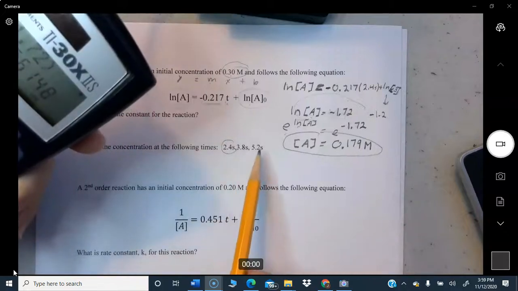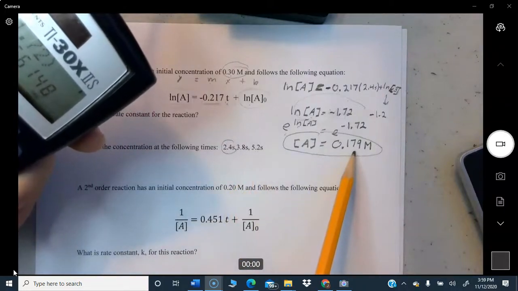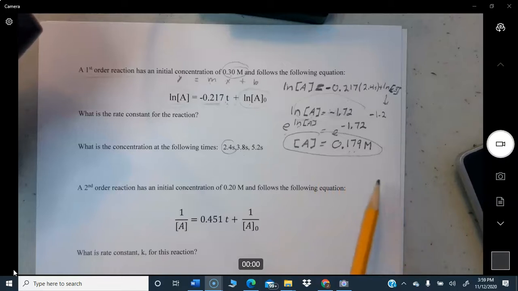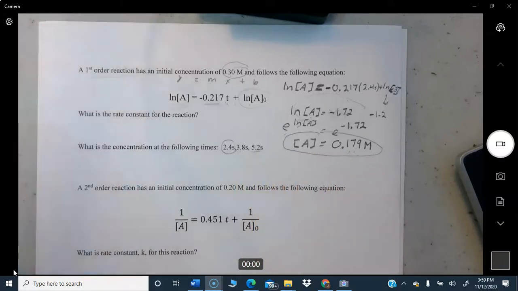So you're going to do the next two. Now what you should notice is that this concentration should be doing what? It's a reactant concentration. What do reactant concentrations do during a reaction? They decrease. So your next two numbers should give you a lower number than that. The next number, the 3.8, should. And after even further time in the future, 5.2, it should go down even lower. All right, so I did one for you. Again, you can do these on the back.